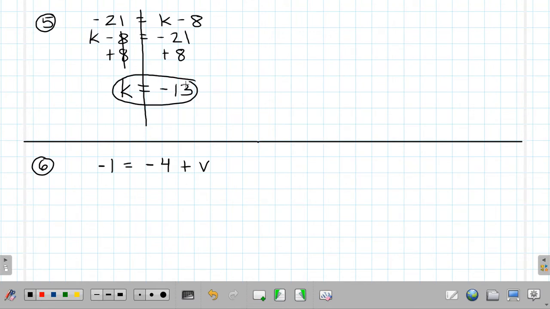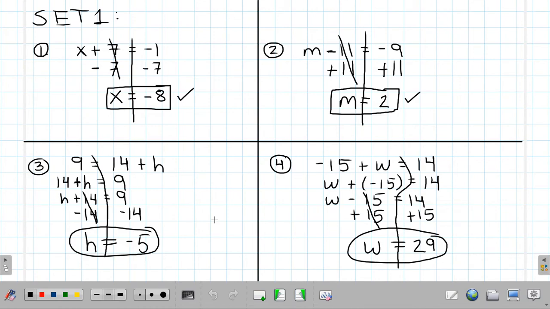And just like before, and I like the other ones as well, plug this back in if you're unsure. Take negative 13. So negative 13 minus 8, if you do that calculation, that should equal negative 21, and it does. Okay, so that tells us negative 13 is correct. And you could do the same with all the rest of these.